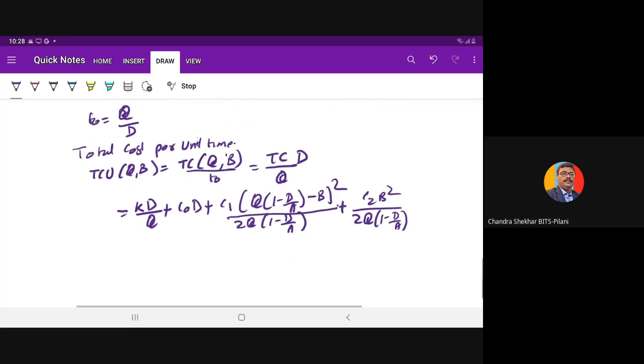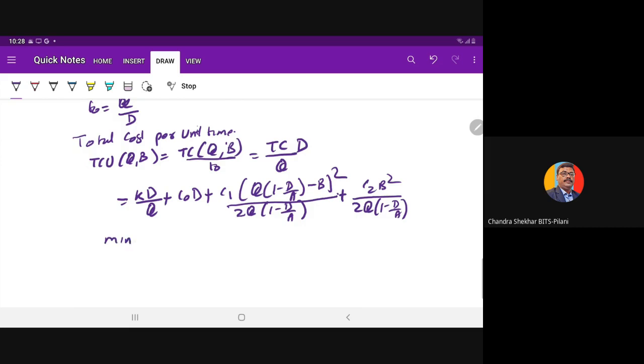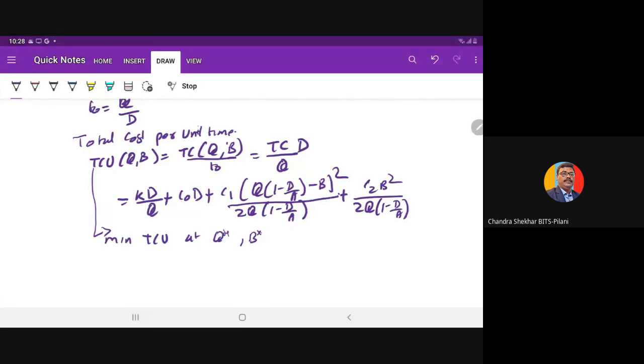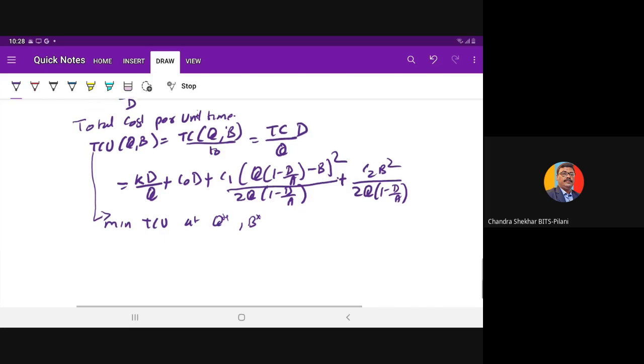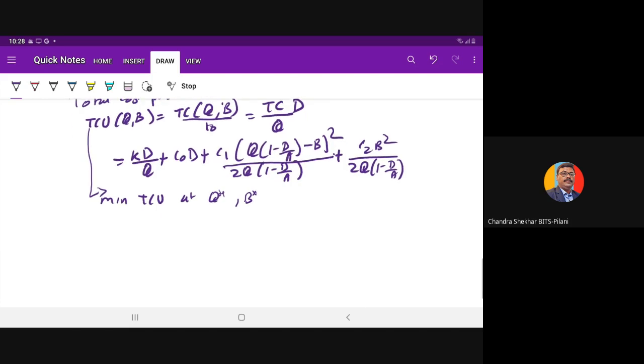Now we want this TCU to be minimum, TCU at Q star and B star. What is the optimum level at which we should order, that we have to compute, and how much we should order? So for that we are using the classical differential calculus theory, that at the optimum point the first derivative is 0.